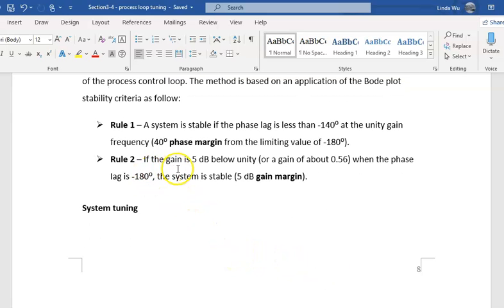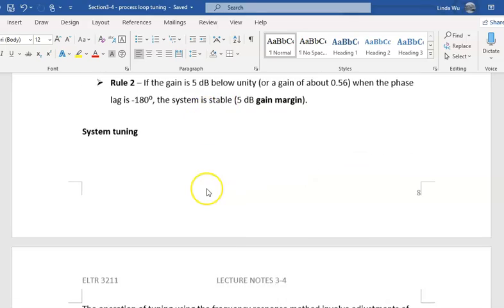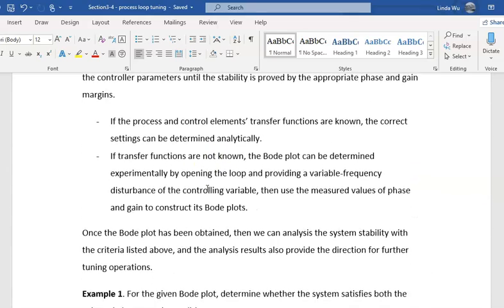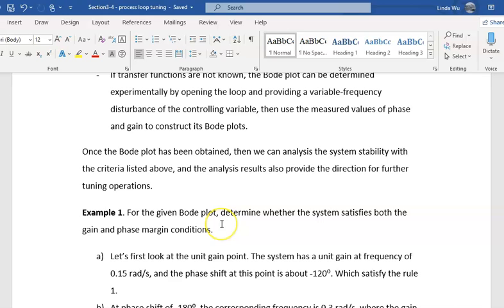So rule 2 is if the gain is 5 decibel below unity, that's again about 0.56, when the phase lag is -180 degrees, the system is stable. So that's basically an additional requirement. So tuning is basically something you can explain, and you can read this one.